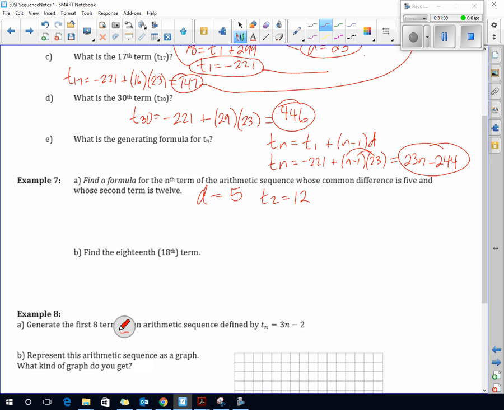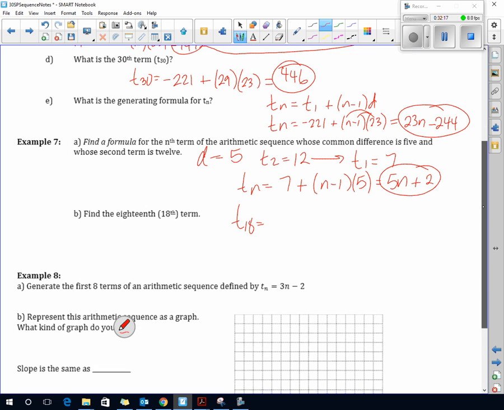It's 7. So then to find the generating formula would be Tn equals the first term plus n minus 1 times 5. So this would be 5n minus 5 plus 7 is plus 2. So did you get 5n plus 2? Okay, so then the 18th term, it's up to you which formula you use. You can either use this formula or you can use the T1 plus n minus 1 times d. Either way, you are going to get 92. Did you get 92?